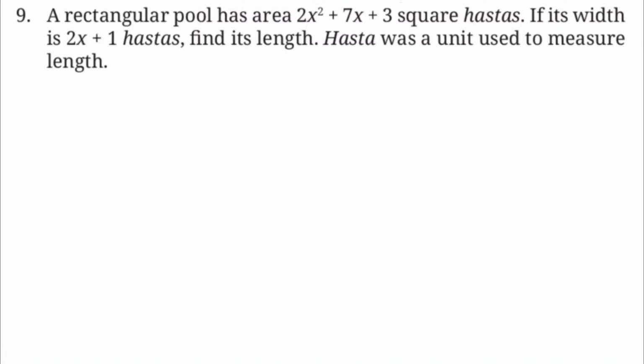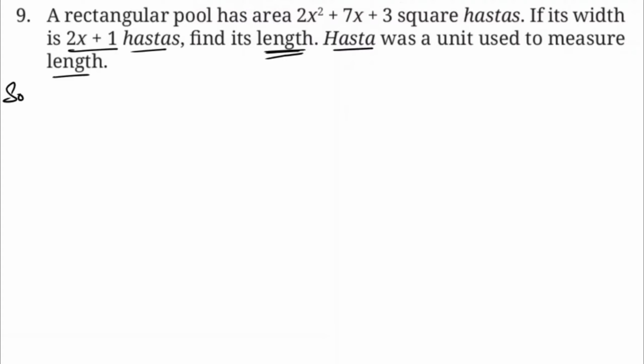Ninth problem: a rectangular pool has area 2x² + 7x + 3 square hastas. If its width is 2x + 1 hastas, find its length. We need to find out the length. Hasta was a unit used to measure length, so to find the length, they are using the unit hasta.